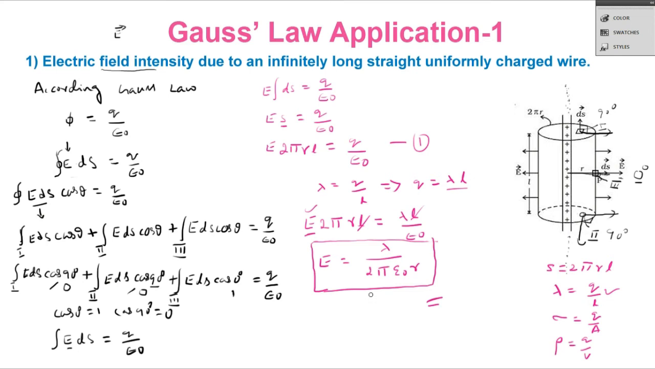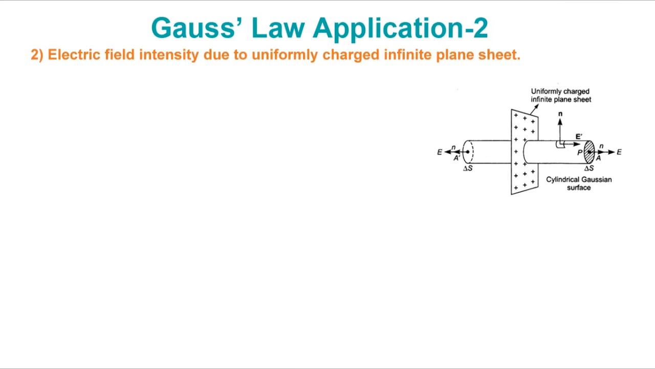This is the first application of Gauss law. One of the new topics is applications of Gauss law. In that, the second application we are discussing today. What is that second application? That is the electric field intensity due to a uniformly charged infinite plane sheet. So that is our target.